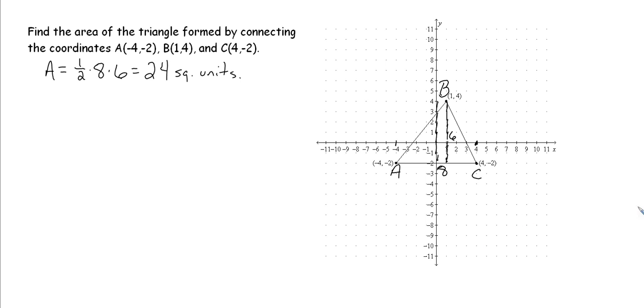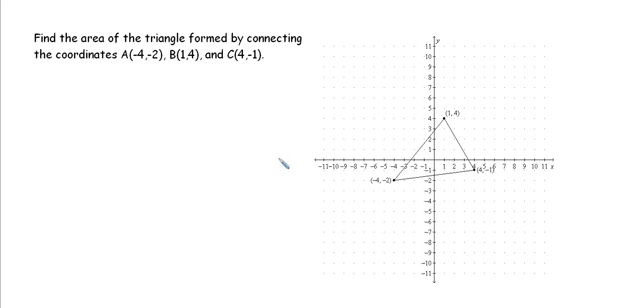It gets a little more complex, however, if we don't have coordinates that are parallel to one of our axes. So let's change the C coordinate, and we're going to figure out the area of the triangle that has coordinates A (-4, -2), B (1, 4), and C (4, -1). In this instance, we can't just count to find the length of any one side.